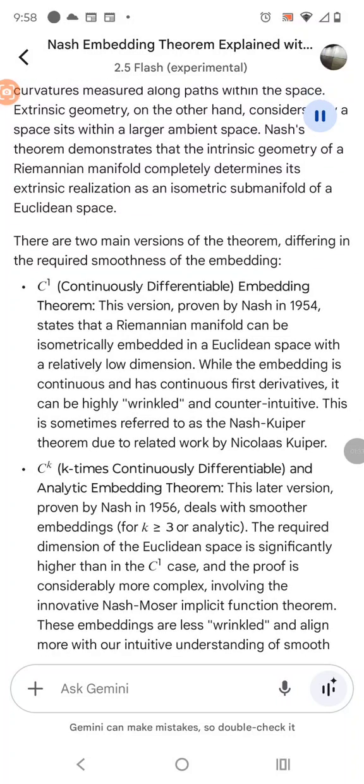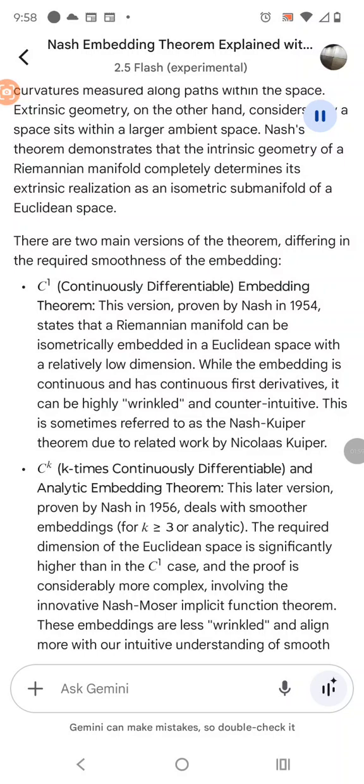$C^1$, continuously differentiable embedding theorem. This version, proven by Nash in 1954, states that a Riemannian manifold can be isometrically embedded in a Euclidean space with a relatively low dimension. While the embedding is continuous and has continuous first derivatives, it can be highly wrinkled and counterintuitive. This is sometimes referred to as the Nash-Kuiper theorem, due to related work by Nicolaas Kuiper.